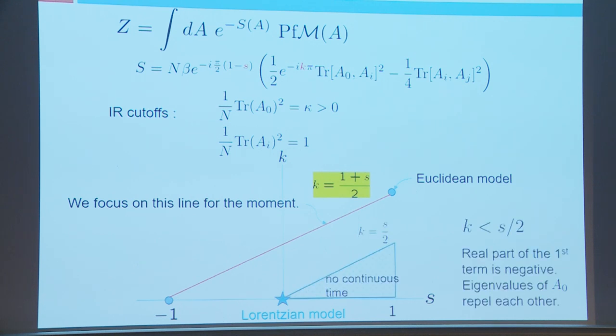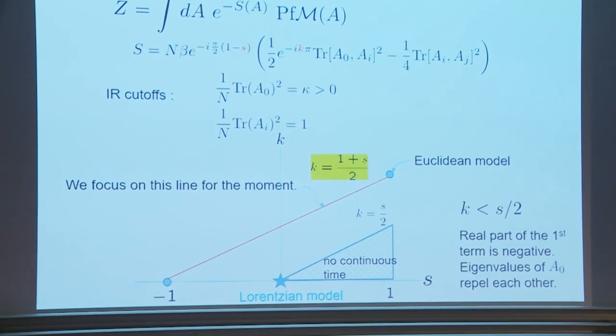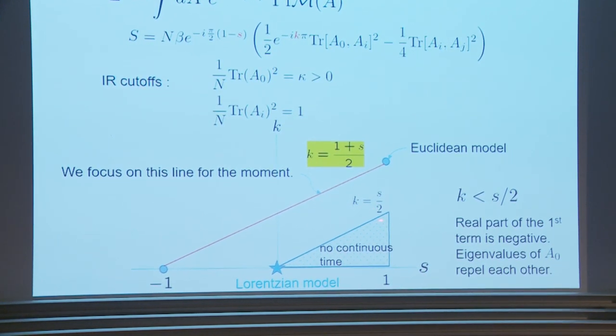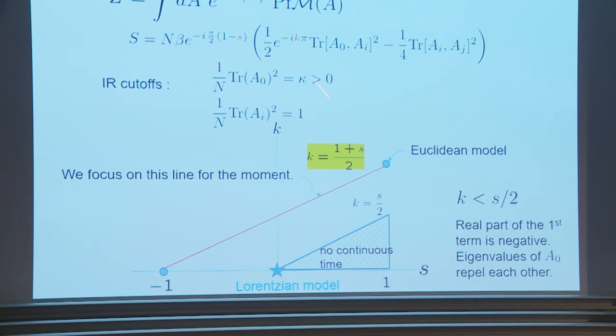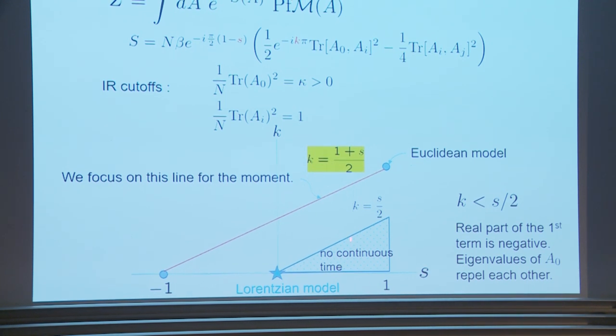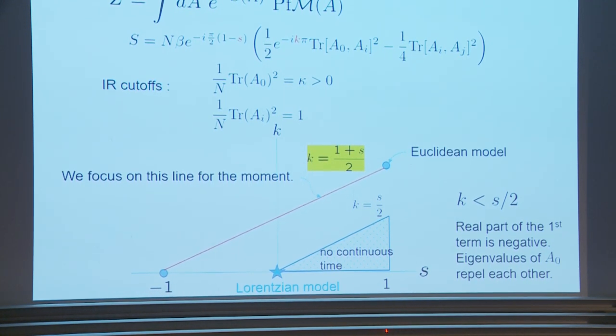Now we can draw another line, which is given by k equal to half of s. When k is less than half of s, the real part of the first term is negative, so the eigenvalues of A_0 repel each other. It turns out that we have obtained no continuous time in this case. So this region is physically meaningless, and we exclude this region from the beginning.